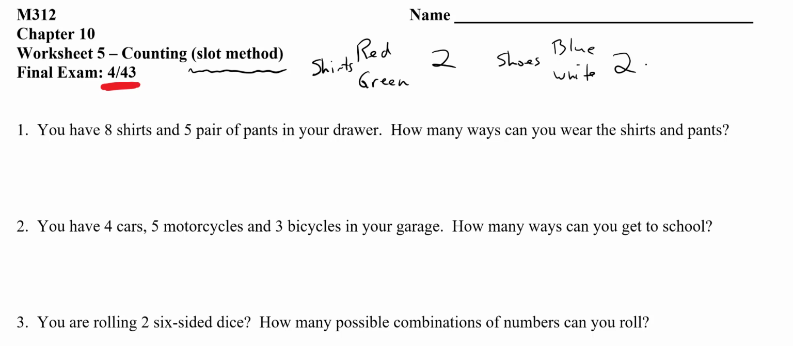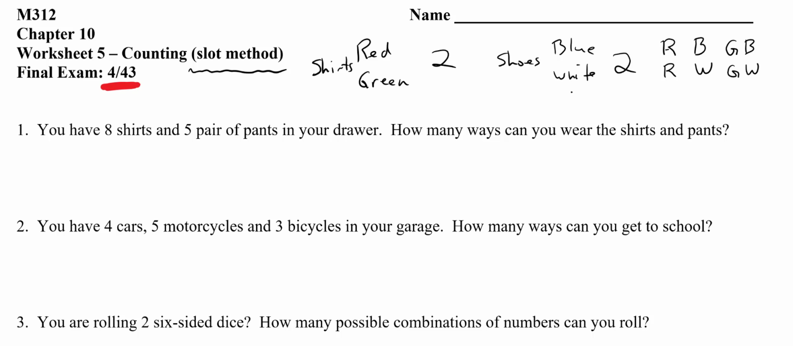But now if I said, hey, I want you to put together an outfit, how many different outfits can you have? Okay, well, let me list it over here on the right corner. Can't you have a red shirt and blue shoes, or a red shirt and white shoes, or a green shirt and blue shoes, or a green shirt and white shoes? So now I have 4 possibilities, right?